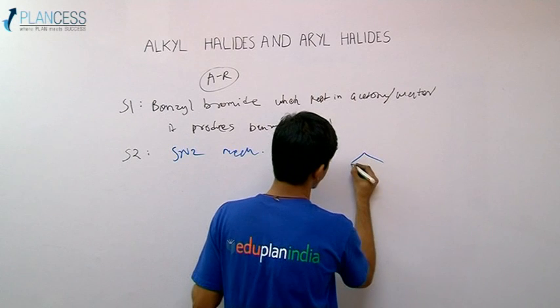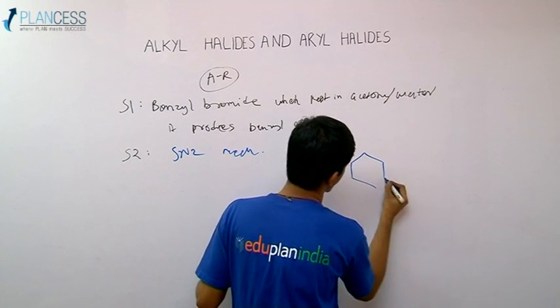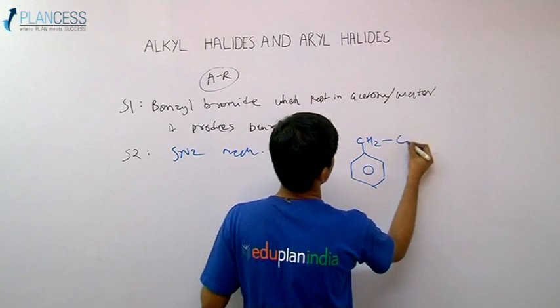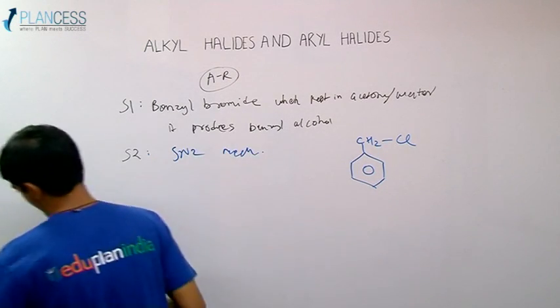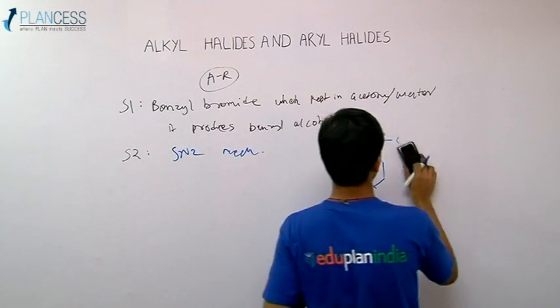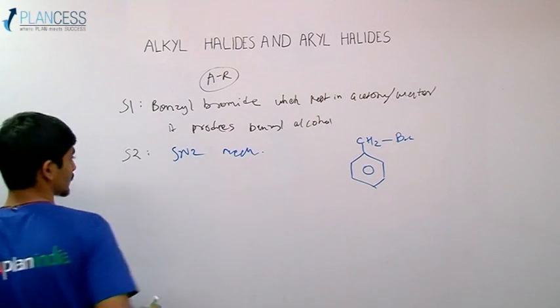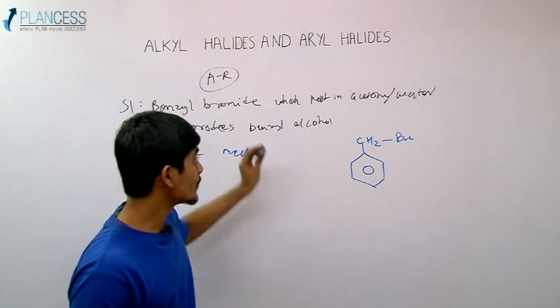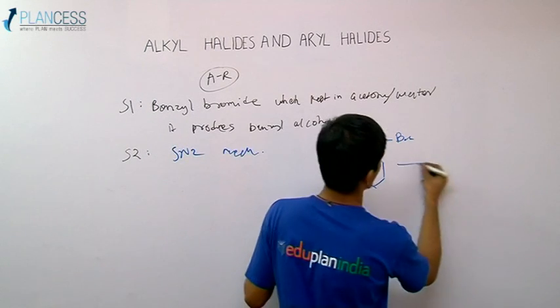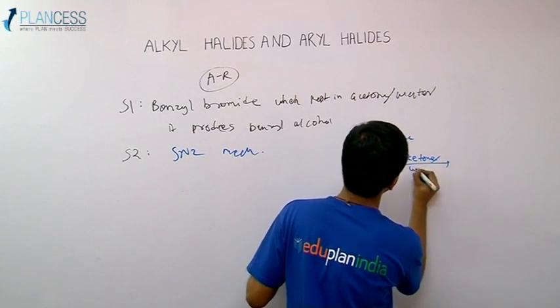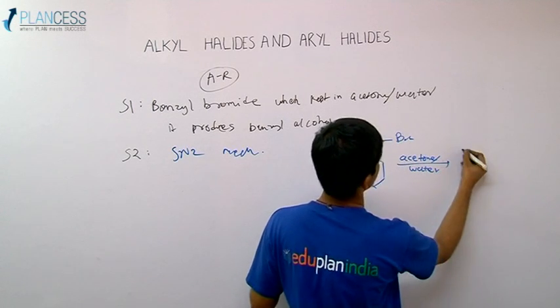Benzyl bromide. What is this benzyl bromide? Benzyl bromide is some compound which has a structure like this. Oh, I have drawn chloride. Benzyl bromide is this way. Fine. So this benzyl bromide, when kept in this mixture of acetone water, we get benzyl alcohol.